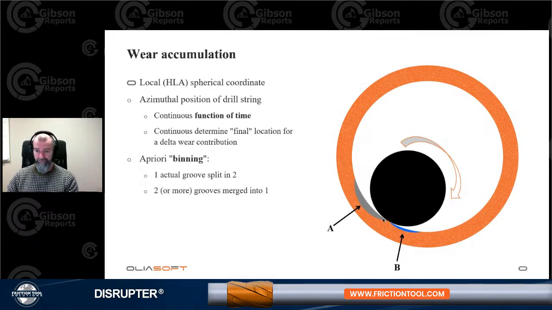So if you get a bit of wear just on the inside of the limit on one side of the bin, and then a little bit of wear just on the other side of the bin, then those two grooves would be combined into one, even though they are two separate grooves. Right? So if there is some a priori binning in the type of analysis that you do, you need to keep an eye on this, because it can cause you to not get the right groove depths.